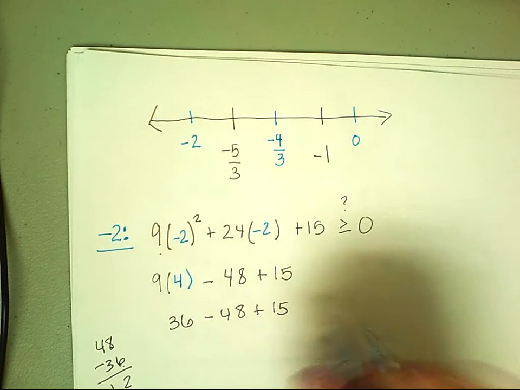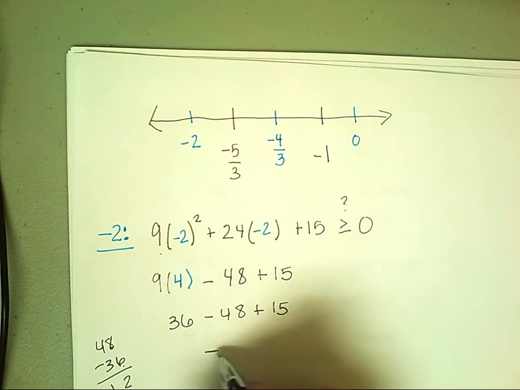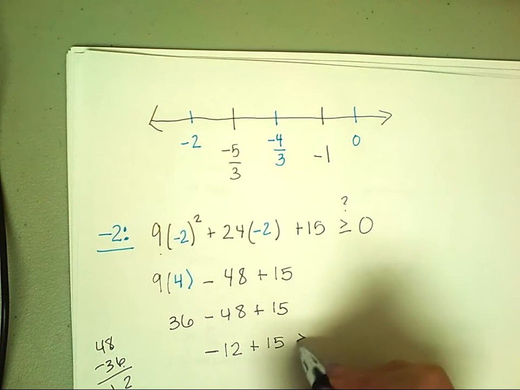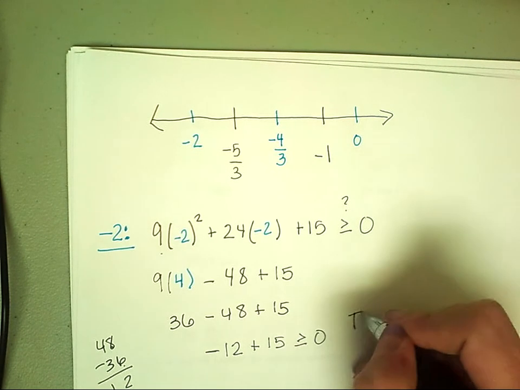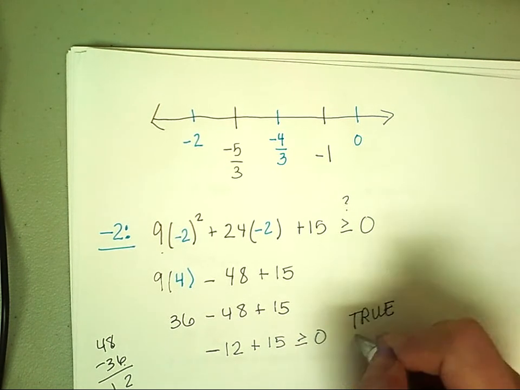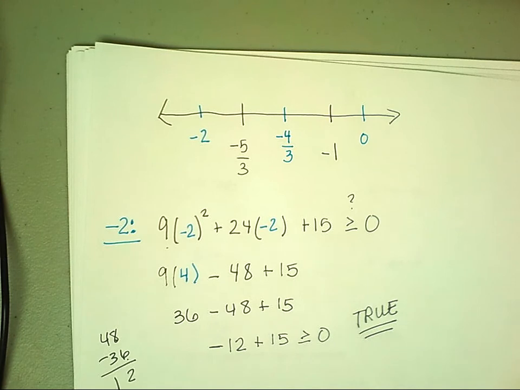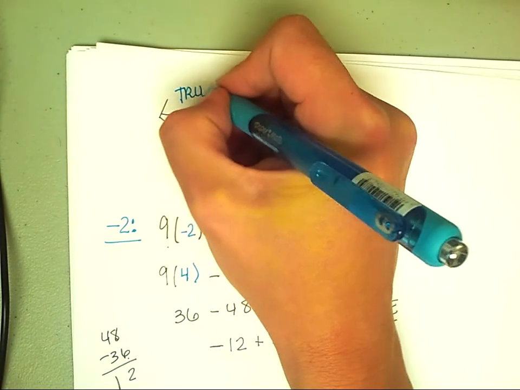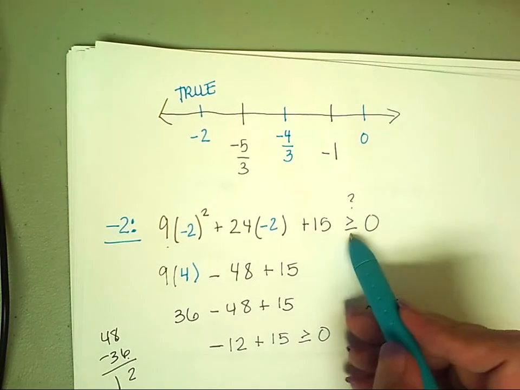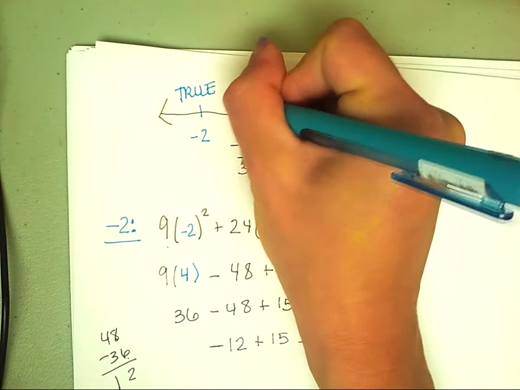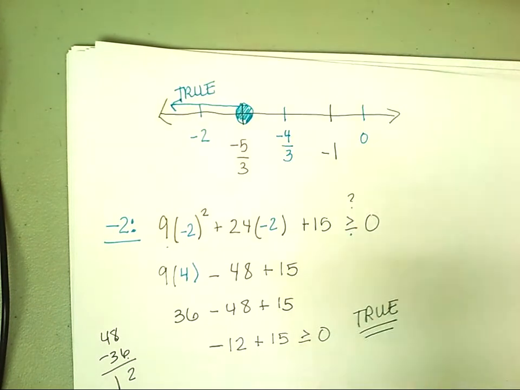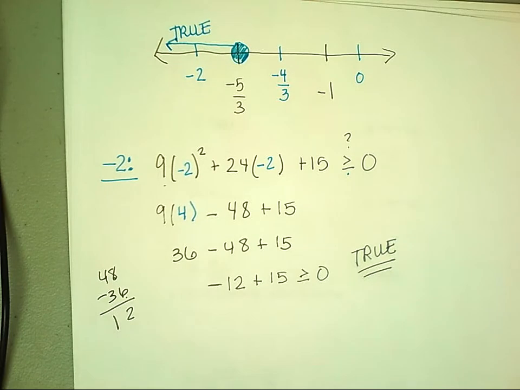48 minus 36 is 12, but the 48 is larger, so it's minus 12 plus 15. Is that greater than or equal to 0? Yes, this is true. So it is true on this interval. And since we're looking for equality, we can also include this point, so it's true down this way.